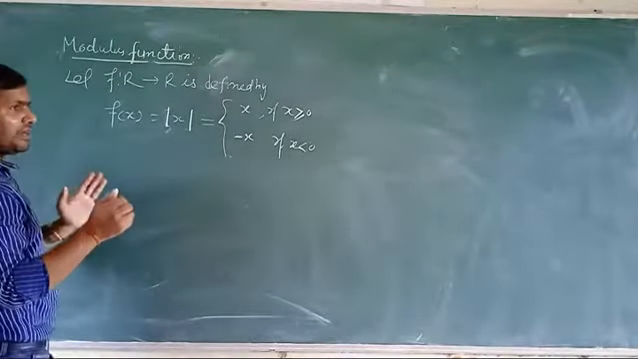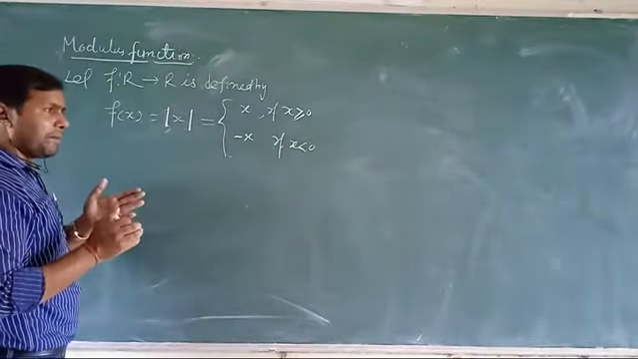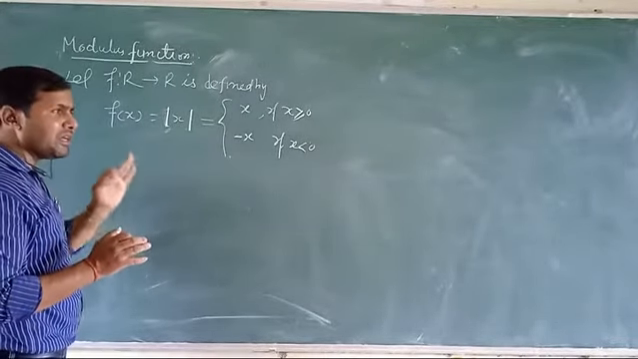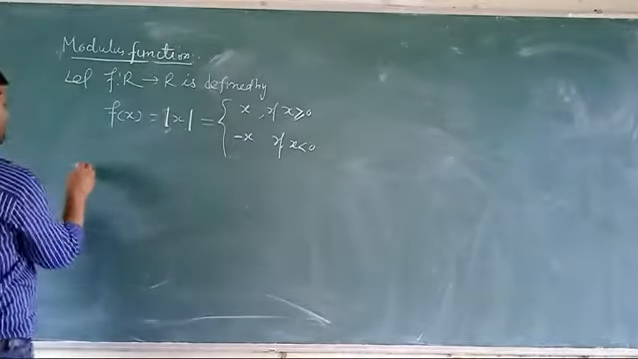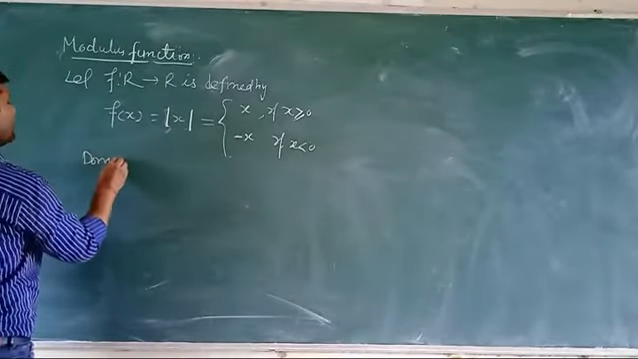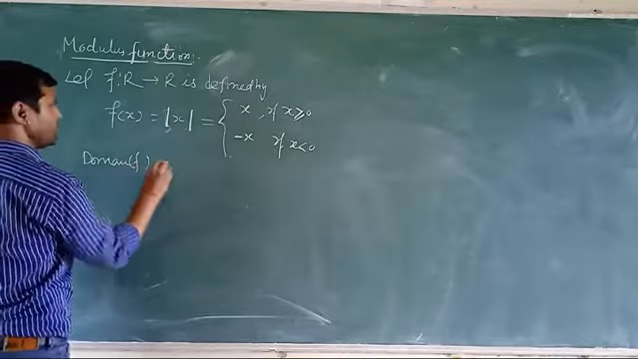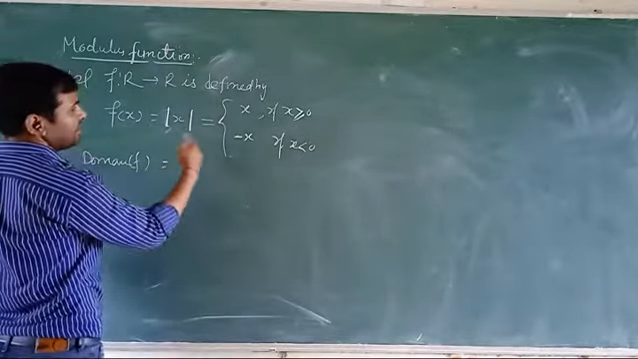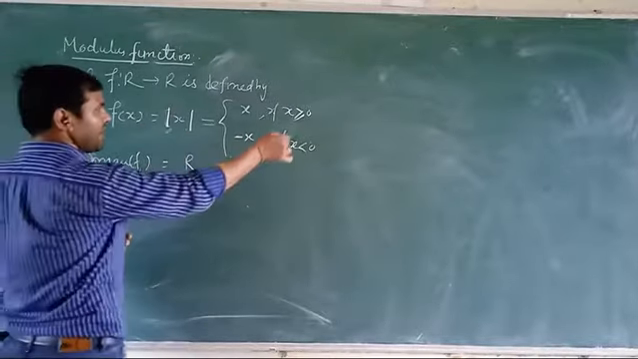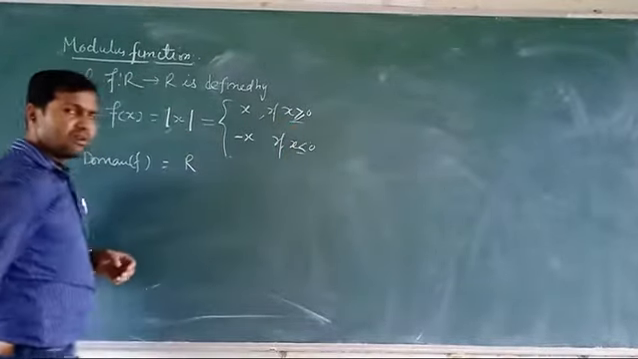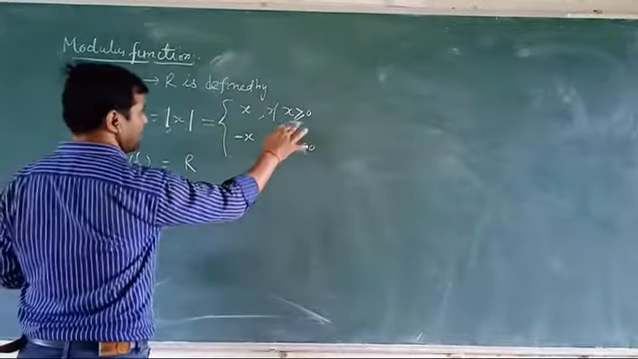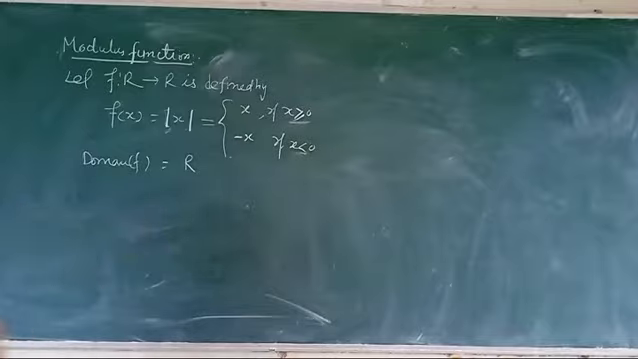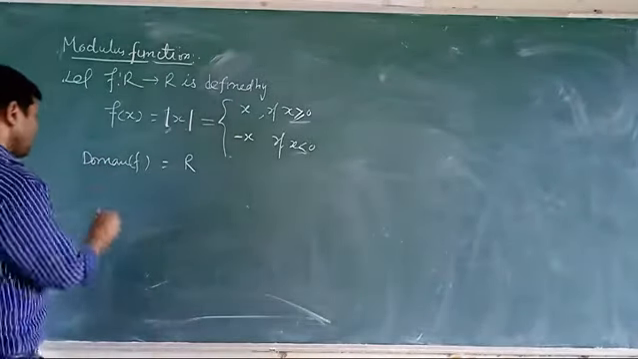And how can we draw the graph? Before that, I am going to tell you the domain, range, and codomain. The domain of the function f is the set of real numbers, meaning this function is defined for all real values. That is why the domain of the function is the set of real numbers R.